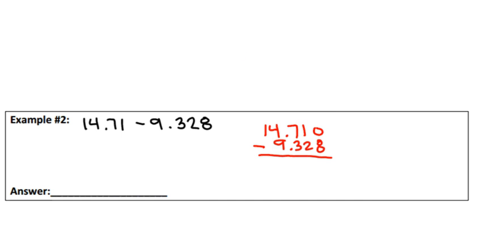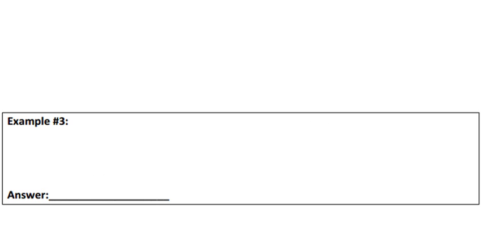So let's get started on subtracting. 0 minus 8, I need to borrow here. So that's going to make it a 10. That's going to make this a 0. 10 minus 8 is 2. This needs to borrow again. 10 minus 2 is 8. 6 minus 3 is 3. Decimal point, decimal point, decimal point. This needs to borrow. Lots of borrowing in this problem, but that's okay. 14 minus 9 is 5. So my final answer is 5.382, or 5 and 382 thousandths.